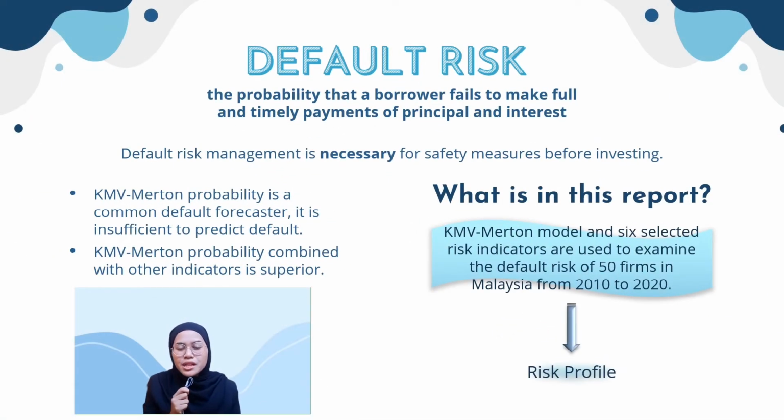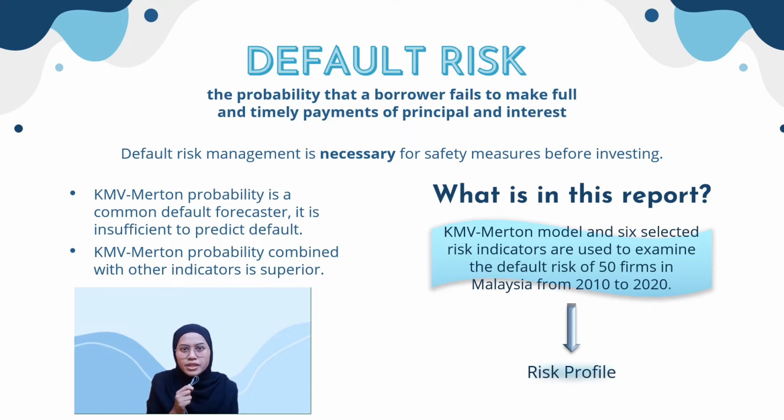Good evening, I'm Nurul Ashura and I will start this presentation. Default risk management is important for safety measures before investing. Default risk is the probability that a borrower fails to make full and timely payments of principal and interest. Previous study concluded that while the KMV-Merton probability is a common default forecaster, it is insufficient to predict default. The sample performance of models that combine the KMV-Merton probability with other indicators is superior to those that do not.